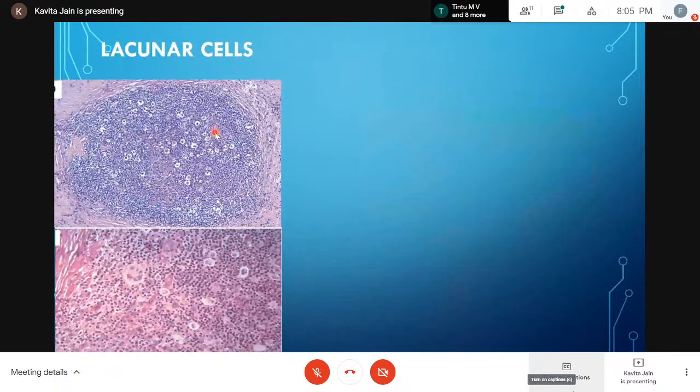Now, coming down to the high power, we have these lacunar cells. Again, as I told you, they have a clear cytoplasm. Lacunar cells can be multilobated, binucleate, or mononucleate.